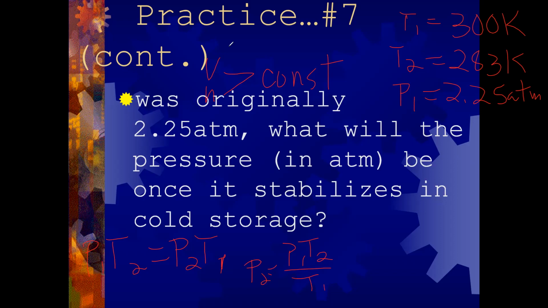So here's our answer. It's going to be 283 times 2.25 divided by 300. That's going to give us 2.12 atmospheres. There you go. That's the new pressure.